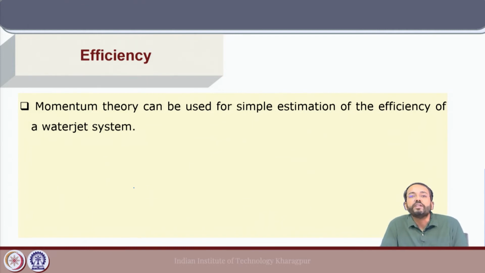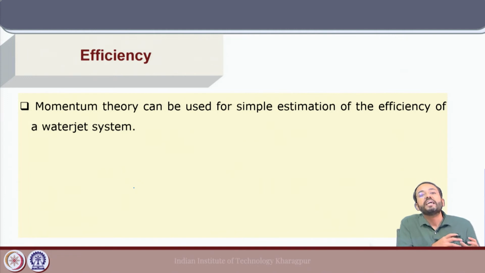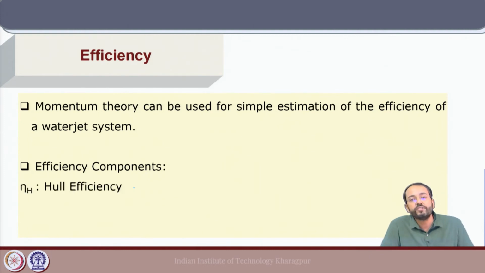Now, momentum theory can be used to estimate the efficiency of a water jet system in a very simple way. So, by axial momentum theory, we can get the efficiency of a water jet system by using the momentum of the fluid or the water in this case, which is coming in, and the momentum that is imparted to the water jet at the exit. So, these can be used to have a basic estimation of the water jet propulsion efficiency.